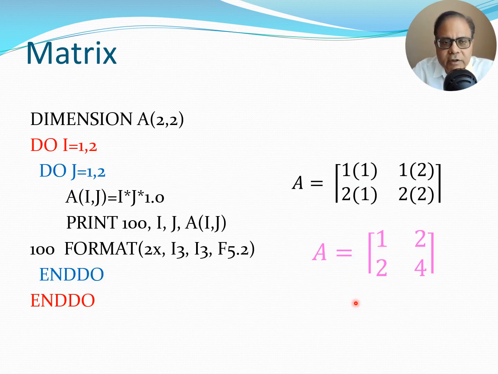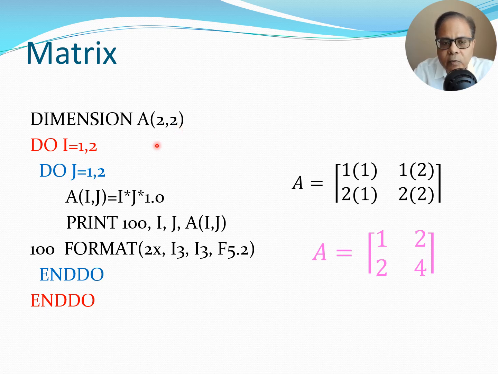So now let's turn to matrices. If you want to define a matrix in Fortran, you again use the dimension statement and you say A is a matrix of size 2 by 2. So it's written as A bracket 2 comma 2 bracket close.